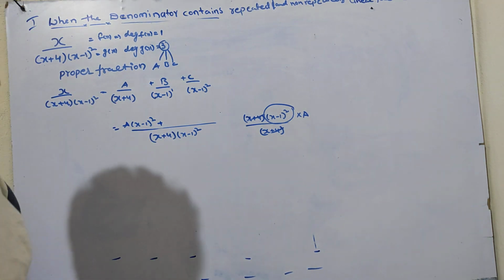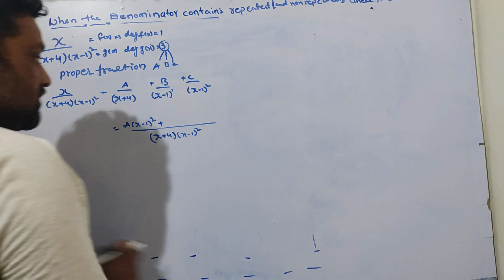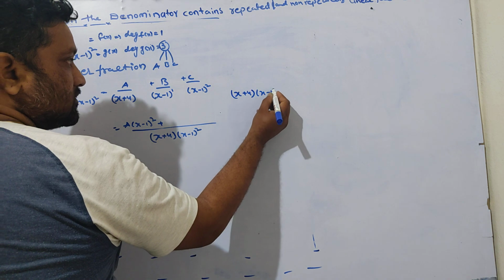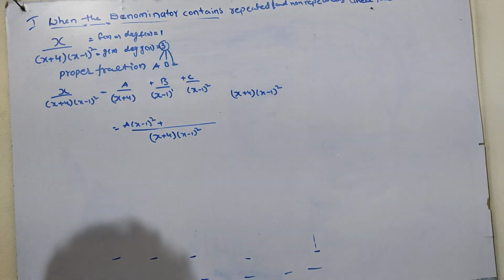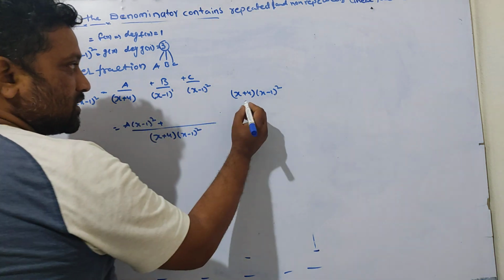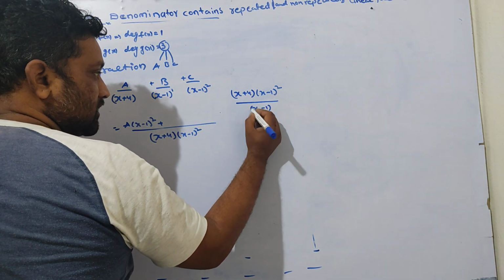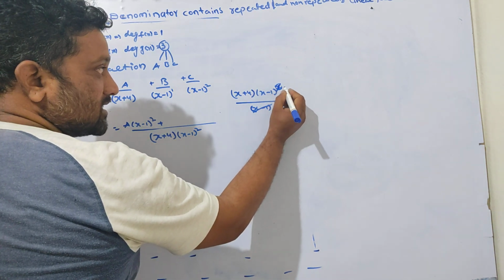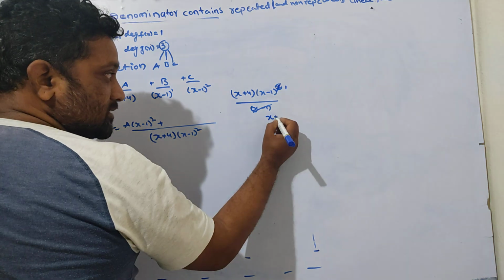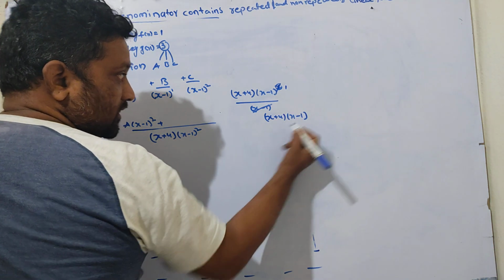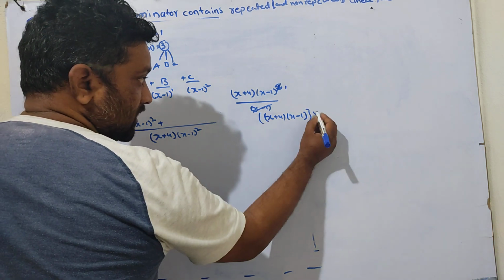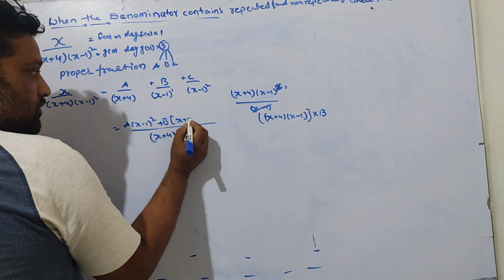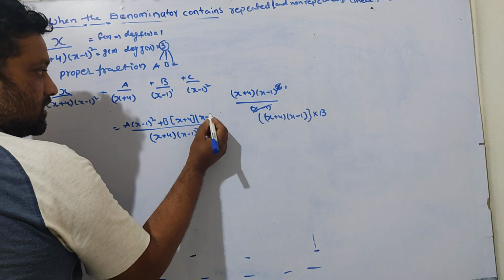Next, when we move to B, what is our LCM? The LCM is (x plus 4) and (x minus 1) whole square. B's denominator is x minus 1, so we are dividing by x minus 1. Of the two x minus 1 terms, one gets cancelled, remaining one. So the remaining values are (x plus 4)(x minus 1), and these terms are multiplied with B. So I am writing here B of (x plus 4)(x minus 1).